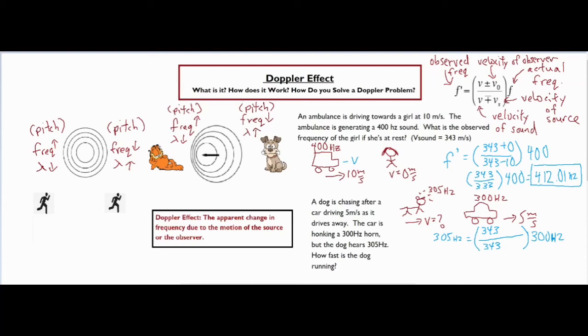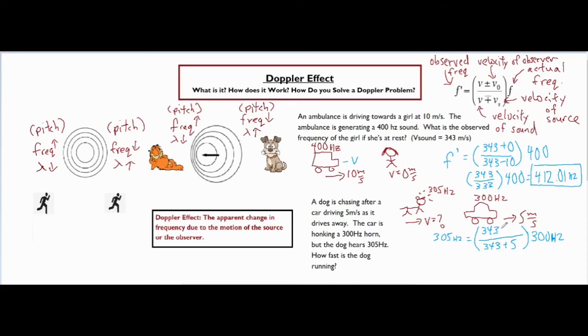So the velocity of the source, we want to take care of this 5 meters per second and do something mathematically to this 343 that is going to decrease our overall answer, which would be adding it. Because if we add that 5, then we're dividing by a larger number, which is going to make this number smaller overall and then decrease our frequency.